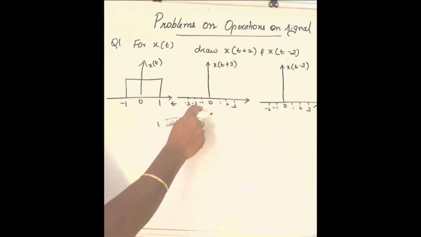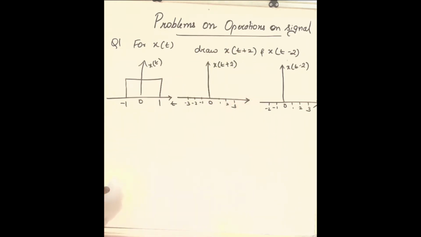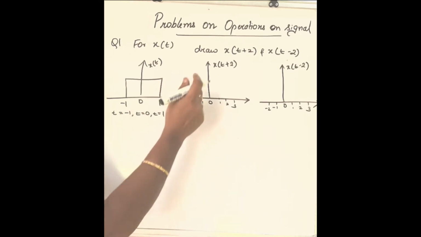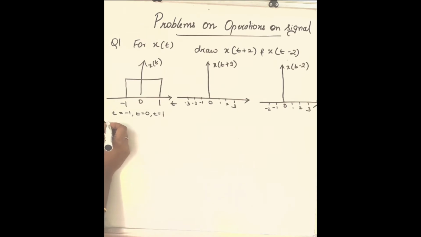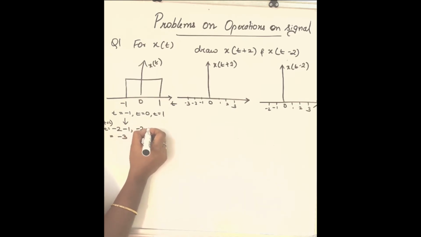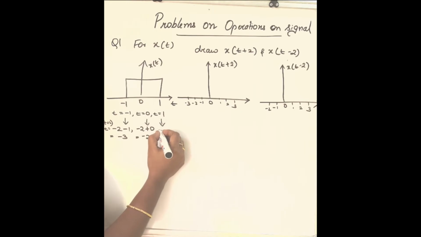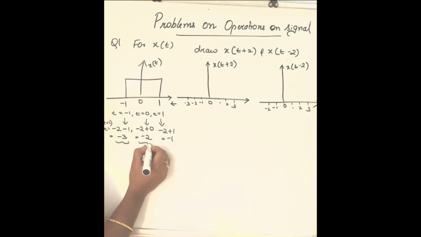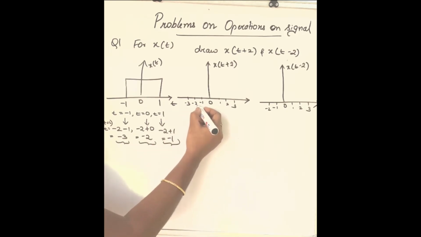Now we are asked to do the first one, x(t+2). Before that, the three instances are t equal to minus 1, t equal to 0 and t equal to 1. Now for x(t+2), your t becomes minus 2. For the first instance, it is minus 2 minus 1, that is minus 3. For the second instance, minus 2 plus 0, that is minus 2. For the third instance, minus 2 plus 1, that is minus 1. So the three new instances are minus 3, minus 2 and minus 1.